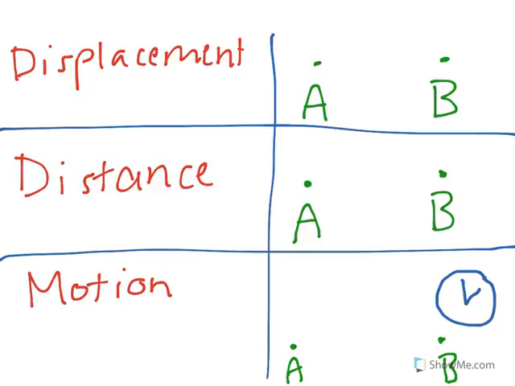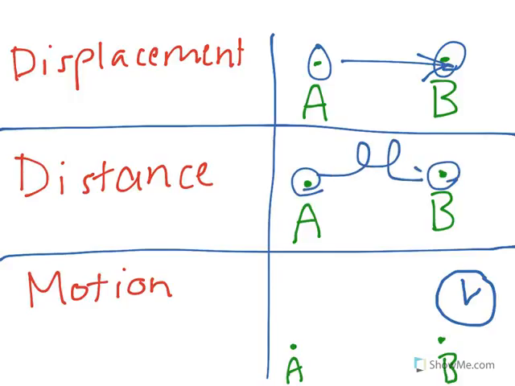Think about it like this. Displacement is concerned only with the end position and the start position, and the shortest distance between them. Distance is a little bit different because it's concerned with the start position, the end position, and the path between them. Motion goes a step further. Motion is concerned with the actual change in position of the object. How did it travel through space and time? What is the object's rate of change of position?